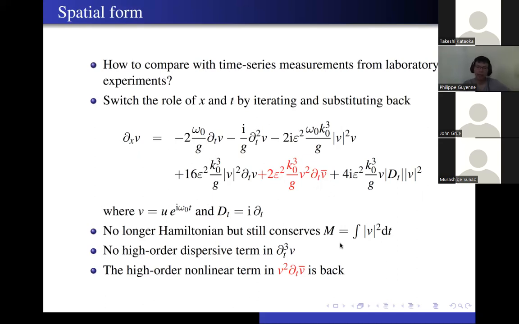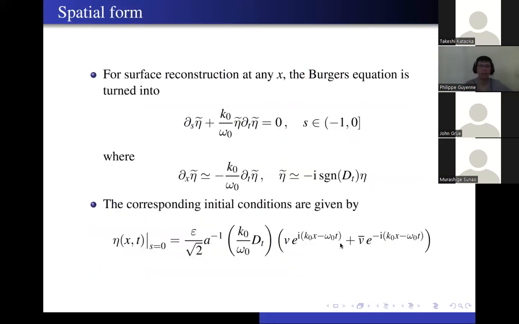We were especially curious about how the surface reconstruction would be affected by these transformations. And so you also need to adjust the Burgers equations. You need to change the partial x to a partial t. That's one way to do it. And that's the new form of your Burgers equations in this special form. And this is the corresponding initial conditions at s equals zero in this context.